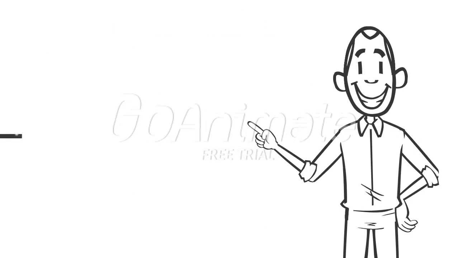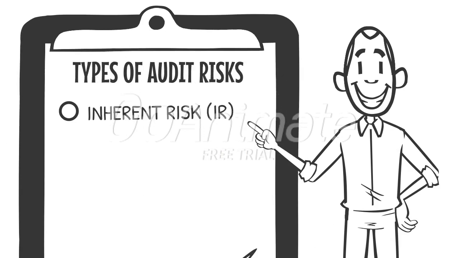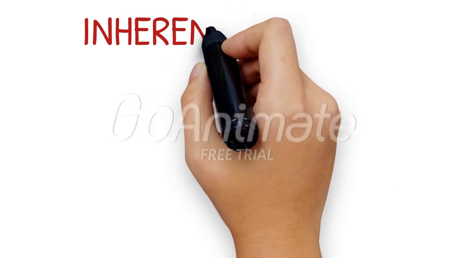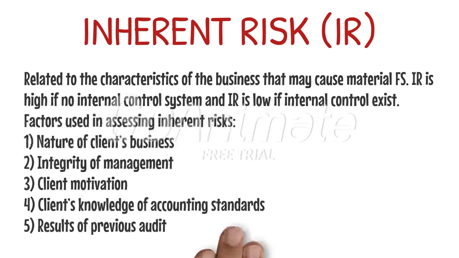There are three types of audit risks, which are inherent risk, control risk and detection risk. Inherent risk relates to the characteristics of the business that may cause material misstatement in the FS. IR is high if there is no internal control system, and IR is low if internal control exists. Factors used in assessing inherent risks are: 1. Nature of client's business, 2. Integrity of management, 3. Client motivation, 4. Client's knowledge of accounting standards, and lastly, results of previous audit.